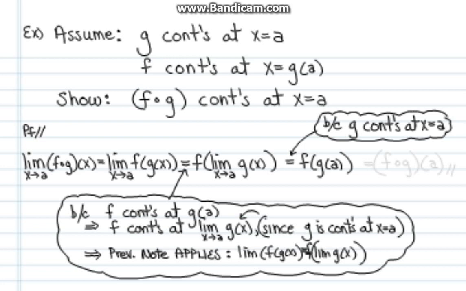Well, what is the definition of f of g of a? It's defined to be the composition f composed g of a. And we're finished at this point because we started with the limit as x approaches a of this crazy function f composite g, and we showed that it's equal to f composite g evaluated at a.